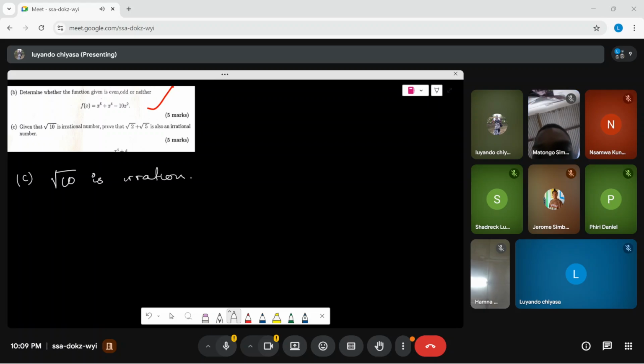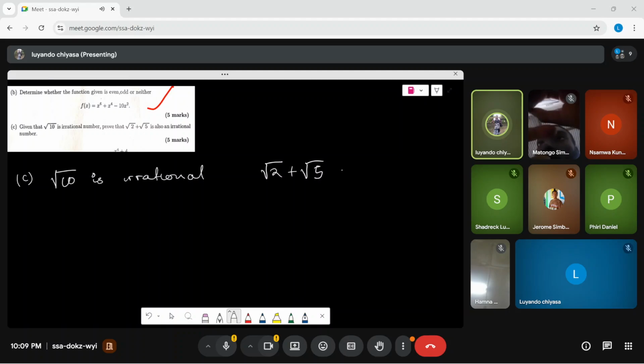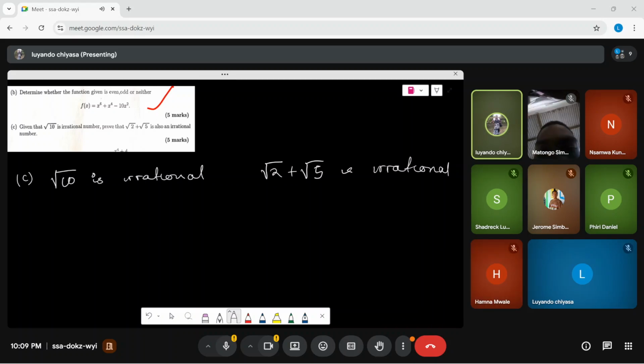Okay, so we're saying that root 10 is irrational. We need to prove that root 2 plus root 5 is also irrational. So how do we do this? We prove this by method of contradiction.